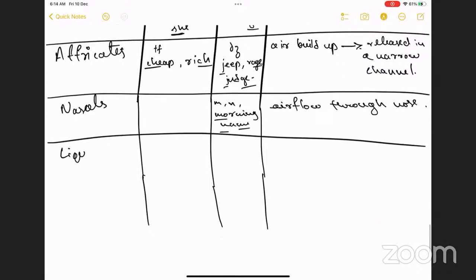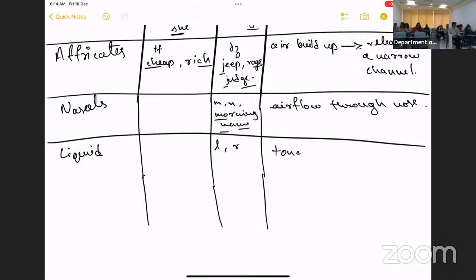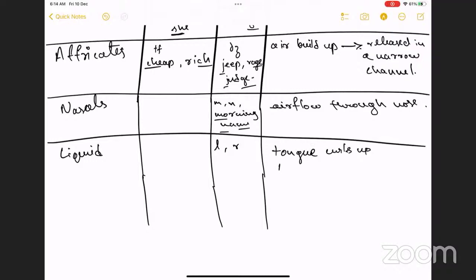Then you have what we call the liquid consonants. The liquid consonants, again easy to remember, are l and r. Basically, liquid consonants are where the tongue curls up, and after that the air escapes through the sides, that is l and r.